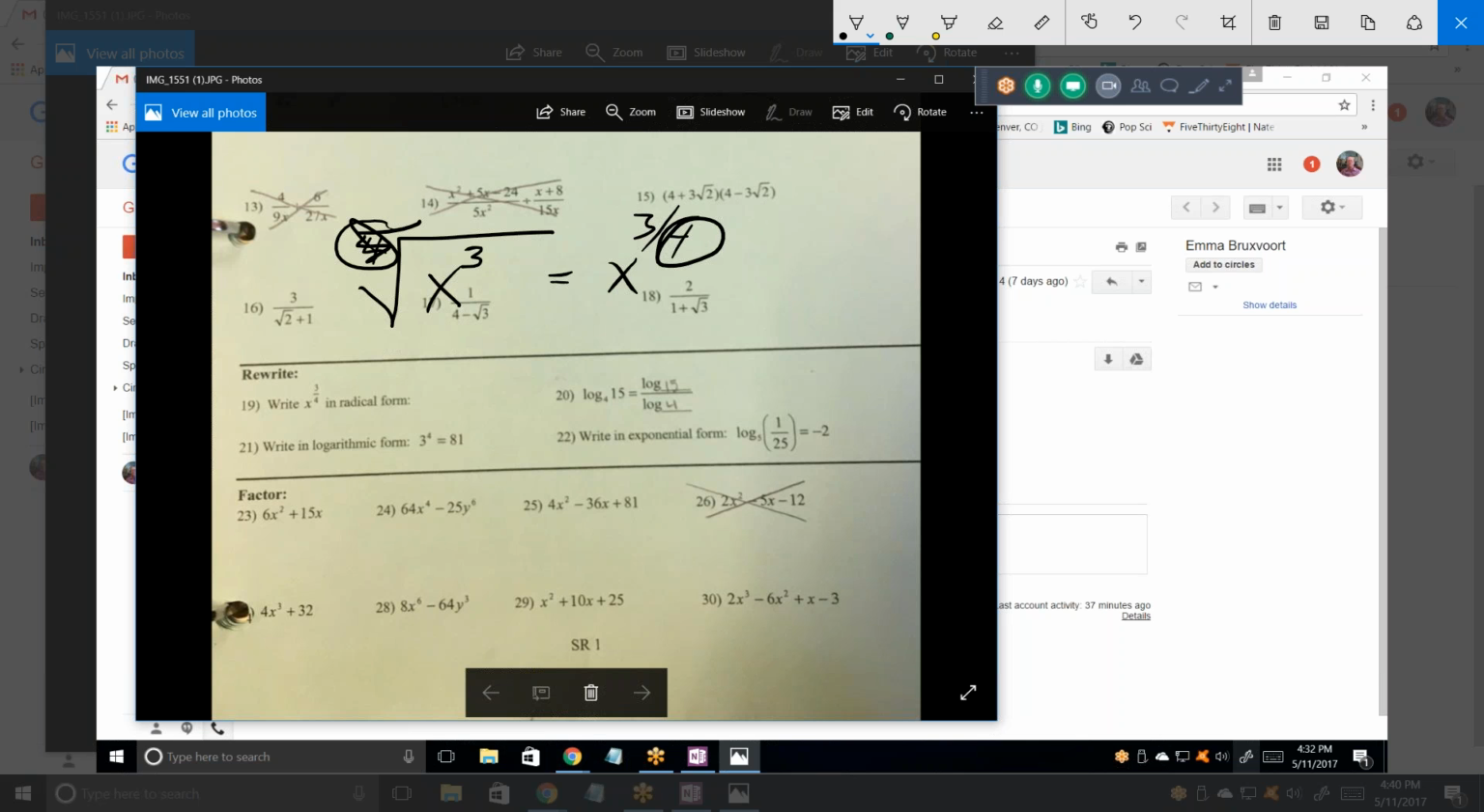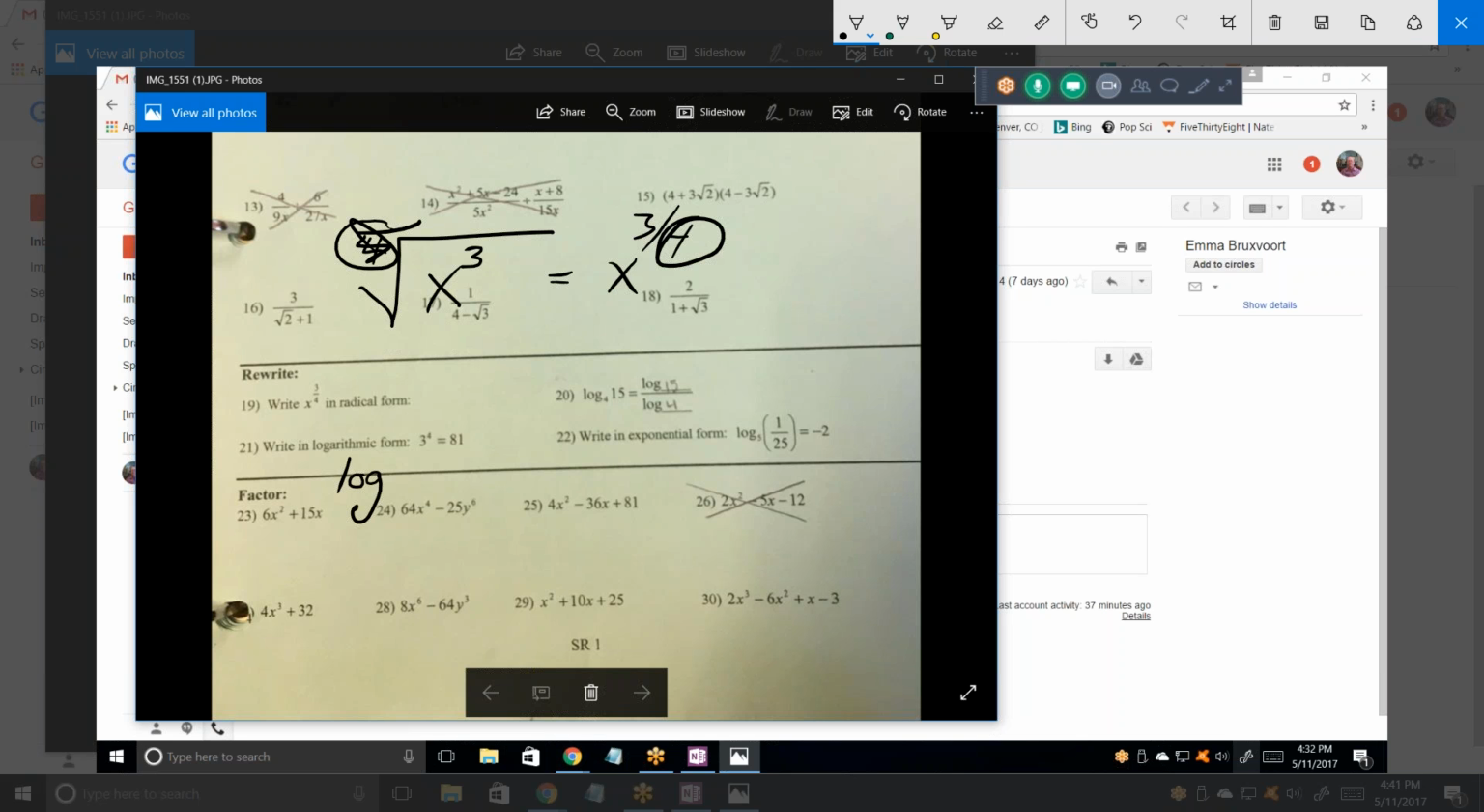This one's the log of the upper number divided by the log of the lower number. By upper, I don't mean bigger. I mean the one that's higher up on the page. Okay. Write in logarithmic form 3 to the 4th equals 81. Tell me what that is in logarithmic form.